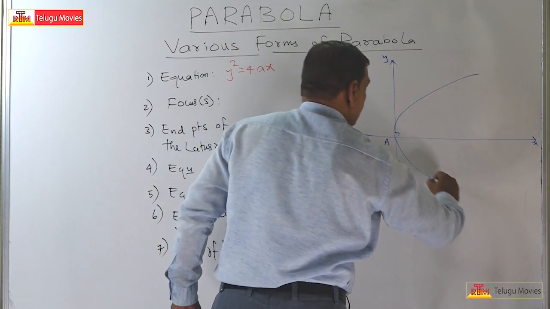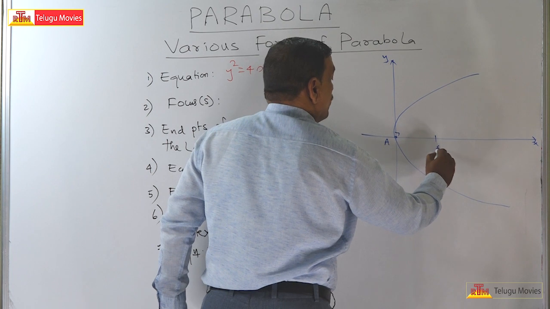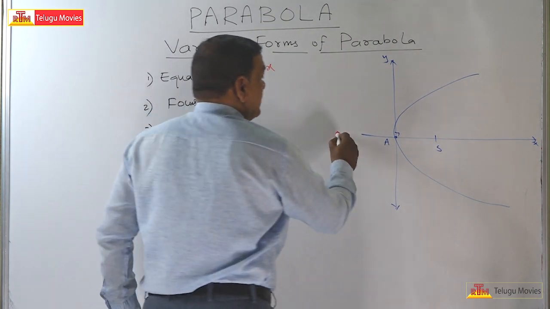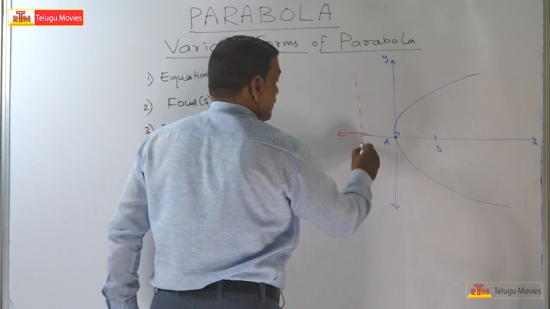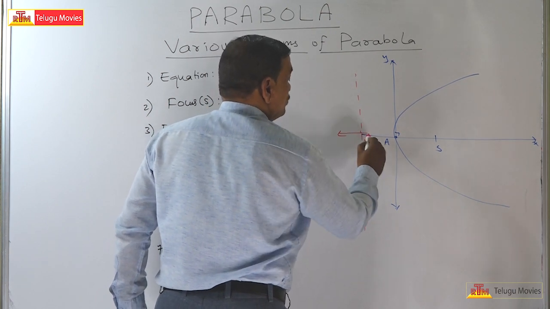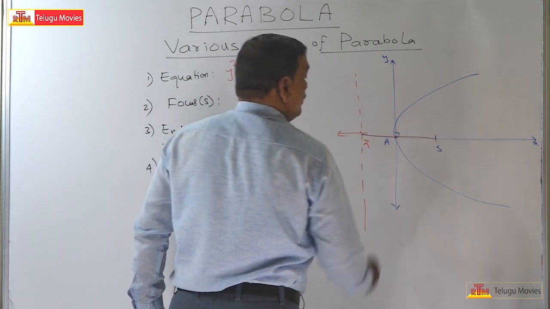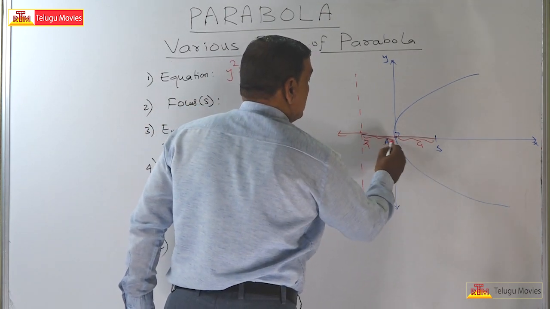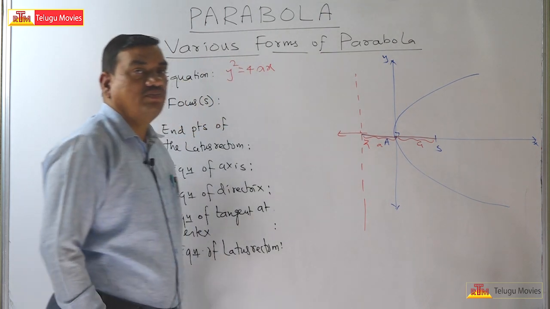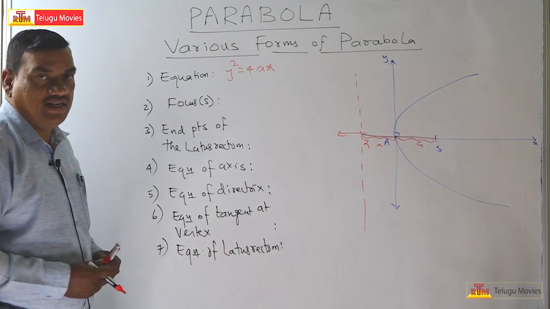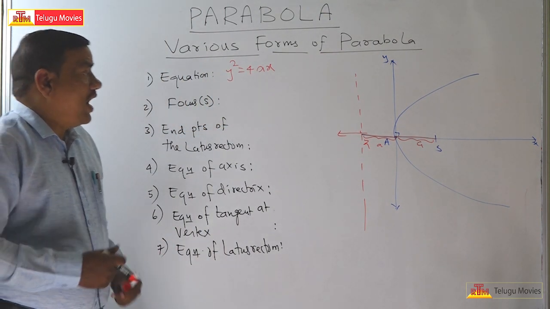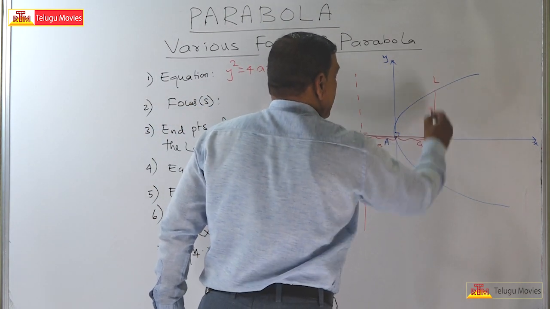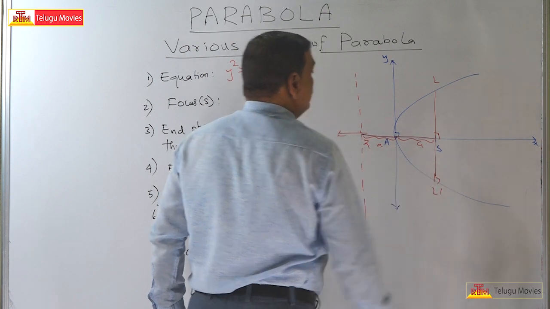This is the focus S. This is the directrix. This is Z, so that SA is equal to AZ. We call this length a and this length is also a; of course, on the other side it is taken as minus a. And there is a latus rectum. This L L dash is the latus rectum.